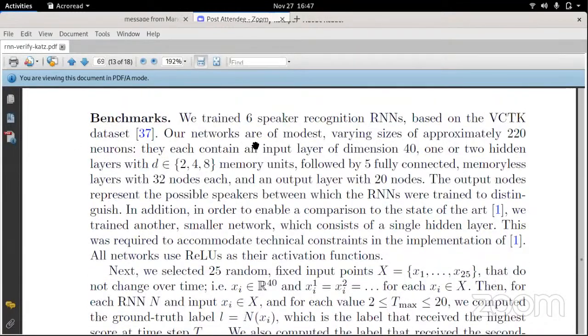Correct. So they say that their networks are of modest sizes, some 200 neurons, containing an input layer of dimension 40, 1 or 2 hidden layers with 2, 4, or 8 memory units. So the memory units are limited. In their setup, the memory units are very few. First of all, they lie in only 1 or 2 hidden layers, and then that is restricted to some 2, 4, or 8. After that, most of these neurons come from memoryless layers. So only the first couple of layers have memory, and even there they have very few memory units. So in that sense, these are not very scalable.